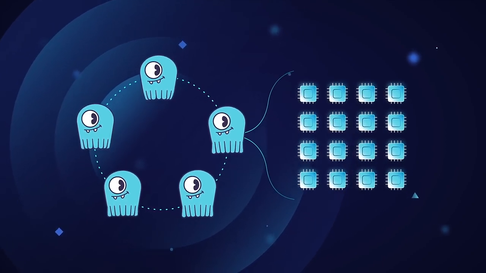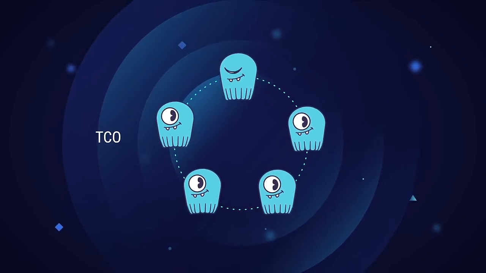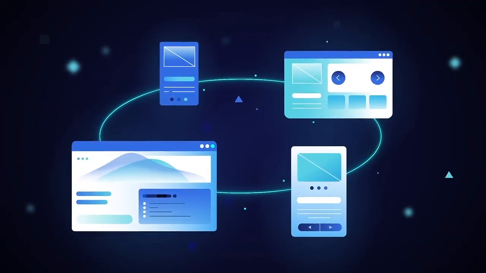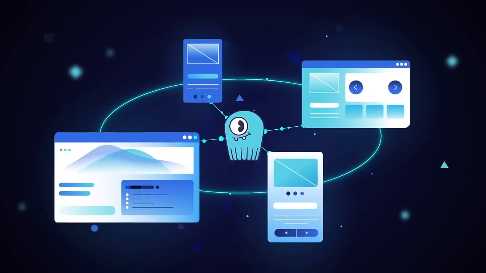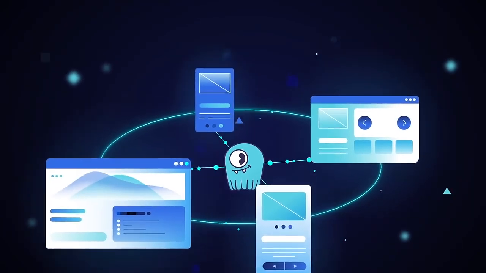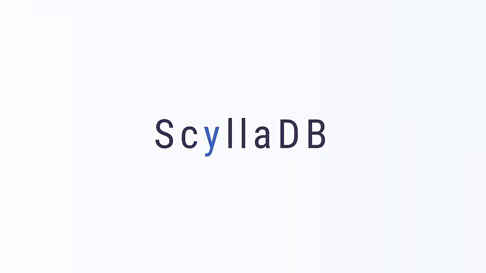ScyllaDB's shard per core architecture takes advantage of highly scalable modern servers, providing superior TCO and ROI. Designed to be compatible with Cassandra and DynamoDB APIs, you can switch your workloads over to ScyllaDB seamlessly. Get started today by going to scylladb.com. That's S-C-Y-L-L-A-D-B.com.